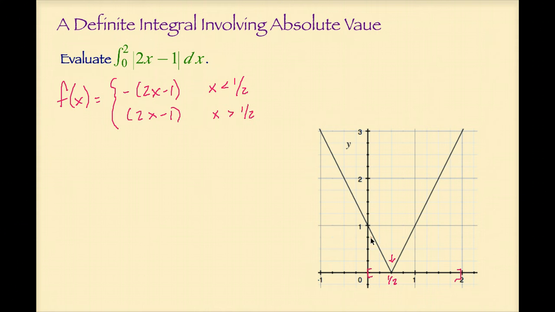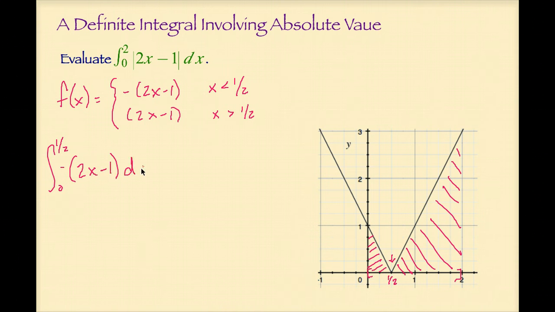So since we'll be looking at area under this curve from 0 to 1/2 and area under this curve from 1/2 to 2, this means we're going to have to split our definite integral into two integrals representing the different curves. So our first integral will be from 0 to 1/2 of negative 2x minus 1. And then we'll add to that the definite integral from 1/2 to 2 of positive 2x minus 1.